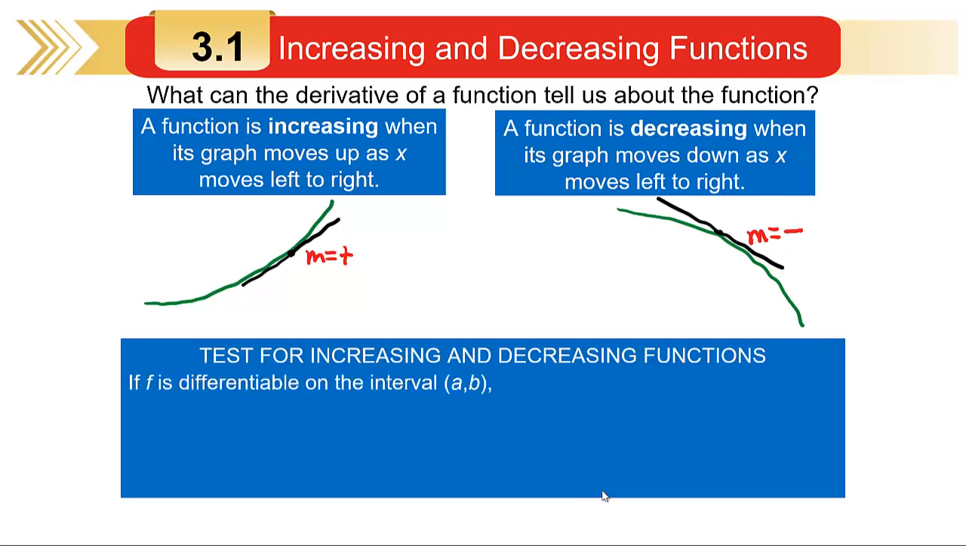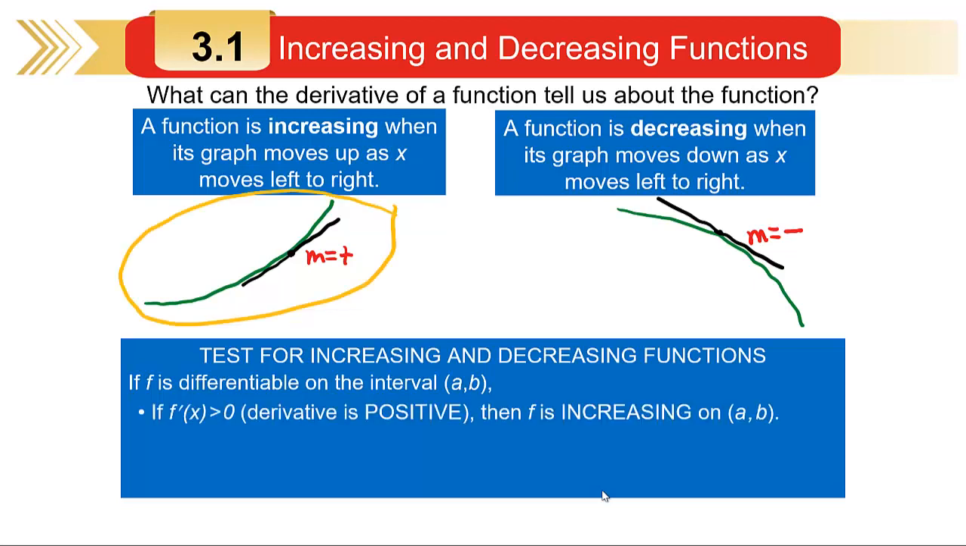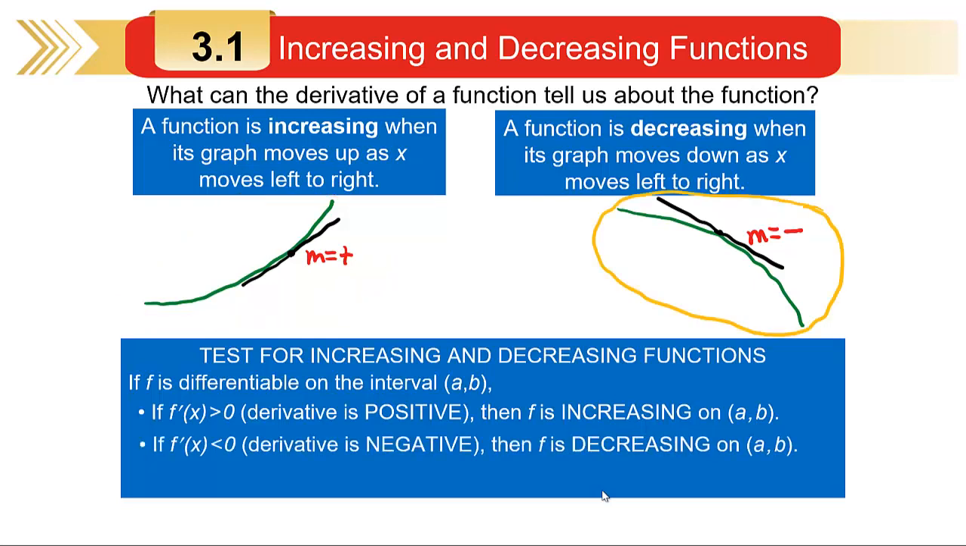And here it is. If you have a function that's differentiable on some interval, say a to b, if the derivative is greater than 0, being greater than 0 means that it's positive. If the derivative is positive, then the function is increasing on the interval from a to b. If the derivative is negative, less than 0 means negative, then the function is decreasing on that interval. It's got to be true for every value of x in the interval of interest.